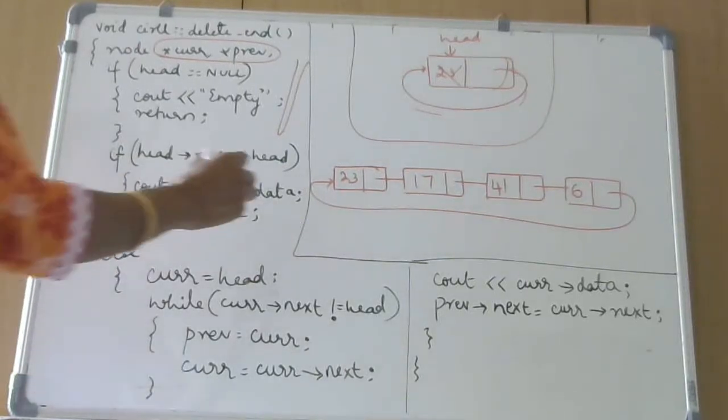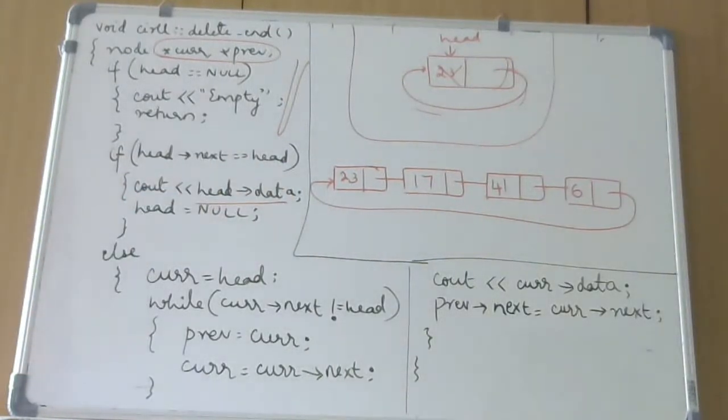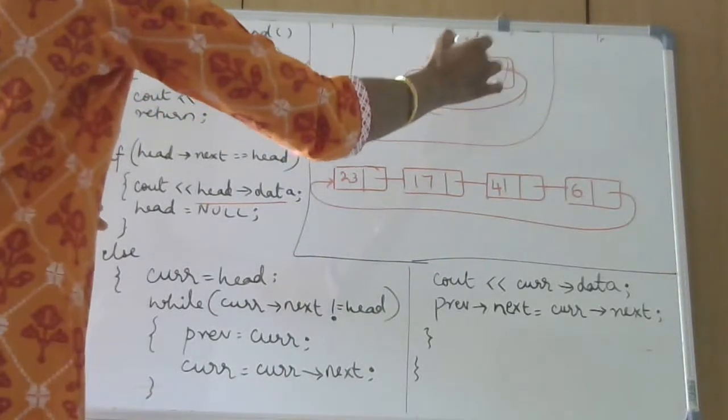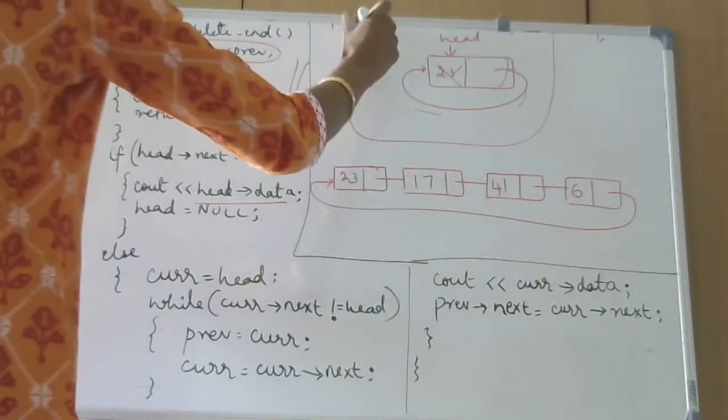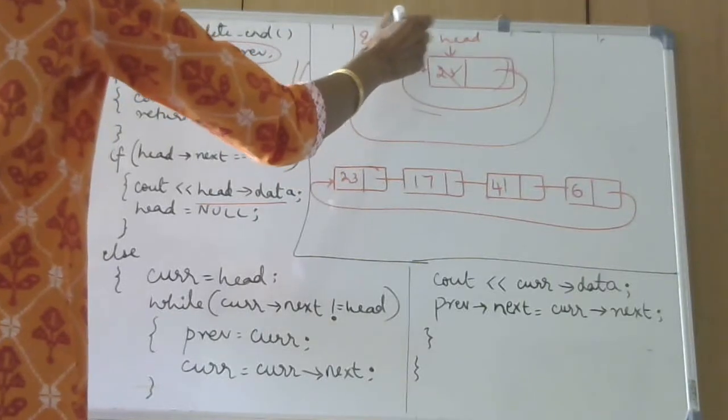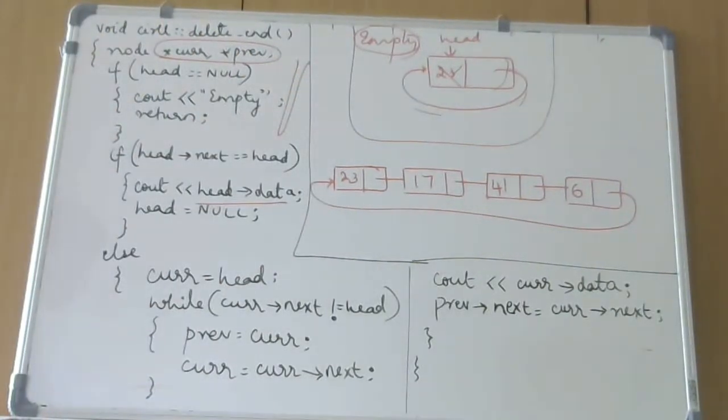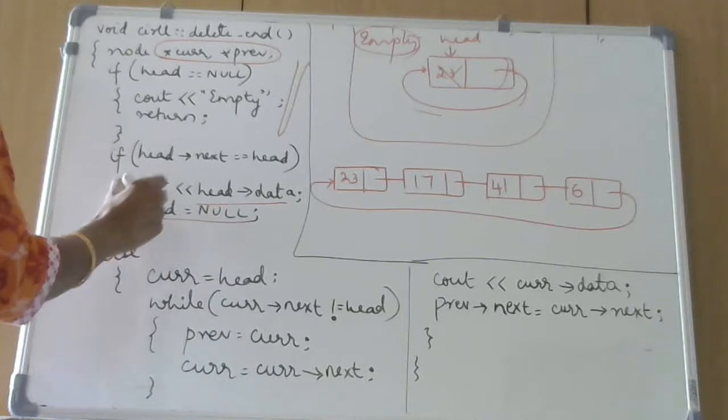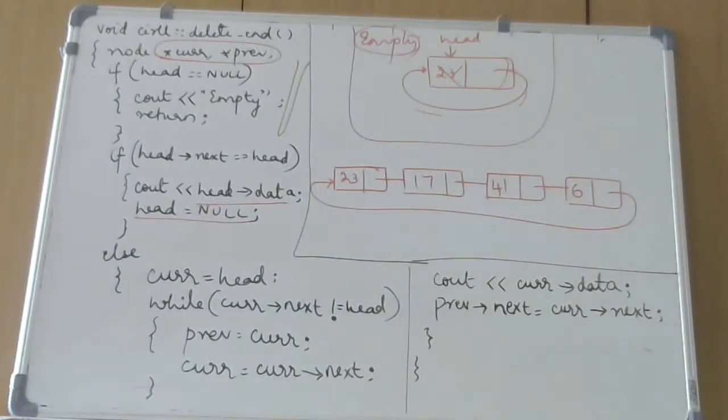Then I am going to display what I am going to delete. See out head of data. What is head of data? 23. So that means 23 is going to get deleted. What will happen to my linked list now? Because we have deleted the only node that was there, my linked list will now become empty. There are no more nodes. If the linked list is empty, what should I do? I should initialize head to none. So that is what we have done.